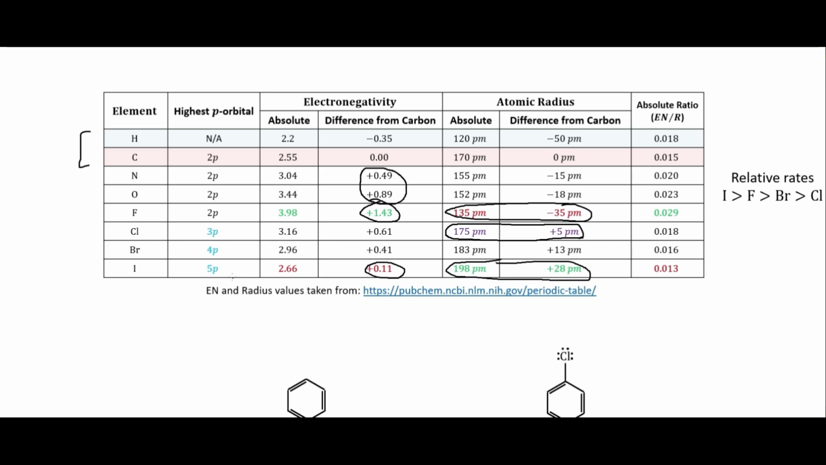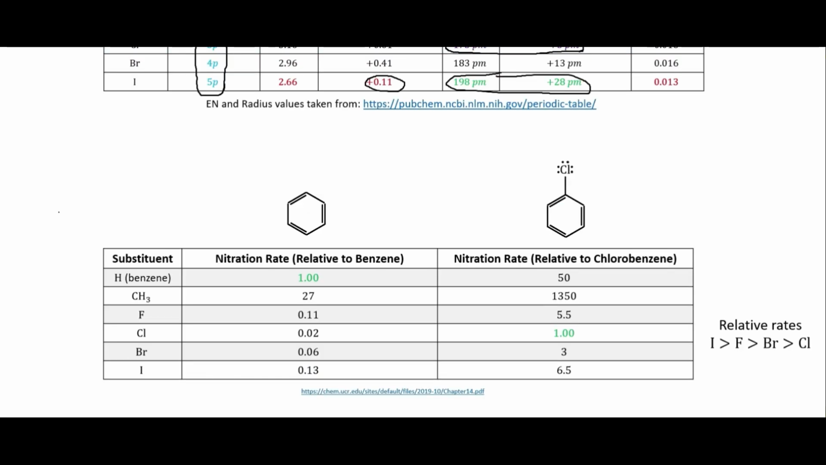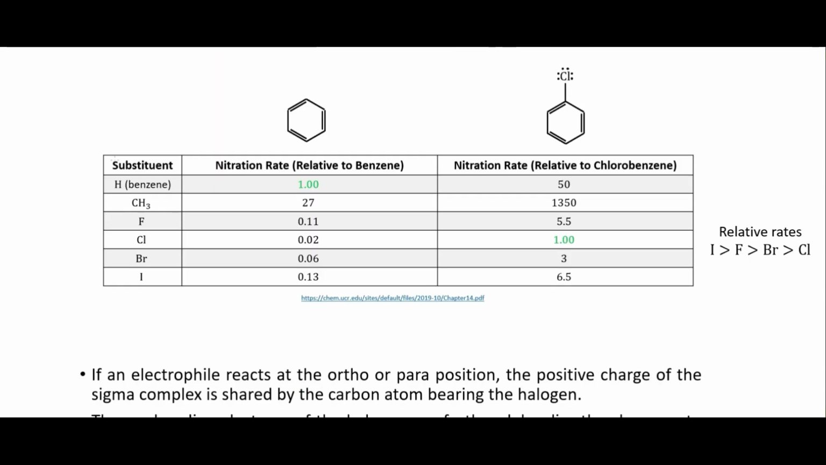But the thing to really pay attention to here, as I said, is that we have the different p orbitals going on with the chlorine, bromine, and iodine. And so we're going to get less overlap there because it has to overlap with the 2p orbital of our carbon.